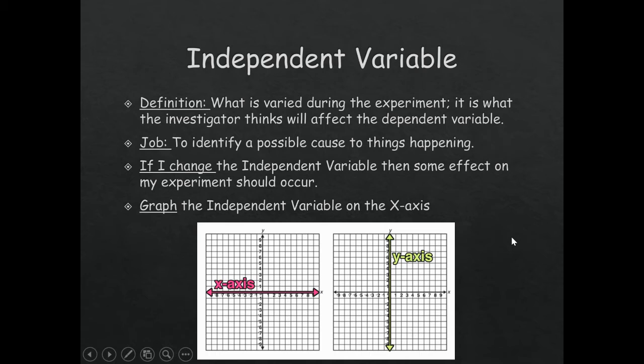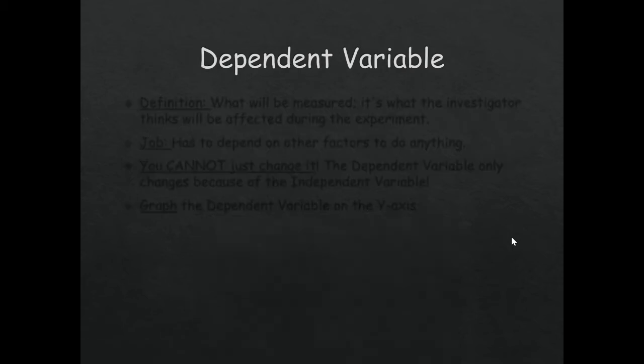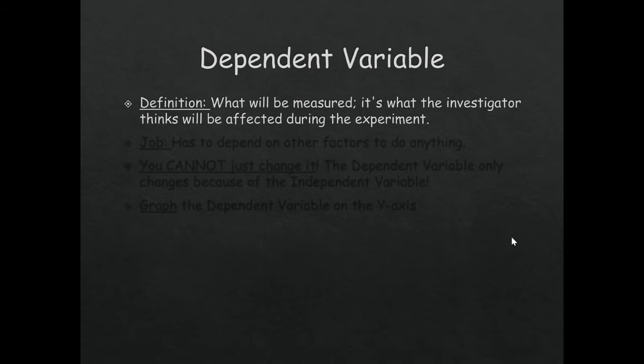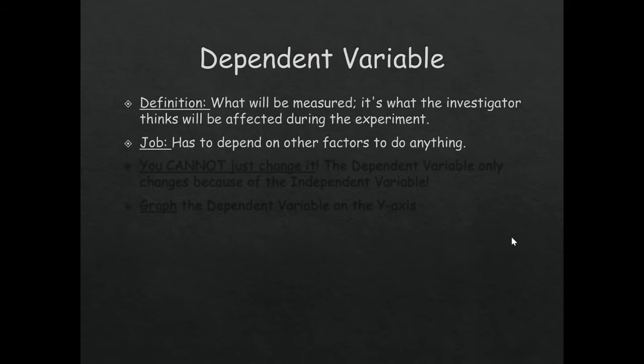So I want to talk about temperature and when we talk about dependent variables. Let's give a definition again. A dependent variable, this is what is measured. It's what the investigator thinks will be affected during the experiment. So we said that fans could be the dependent variable or number of fans, more specifically. The temperature is going to react, it's going to be affected by the number of fans. So the definition is what will be measured or what the investigator thinks is affected during the experiment. It has one job, depends on other factors to do anything. Temperature can't change without having something affect it.